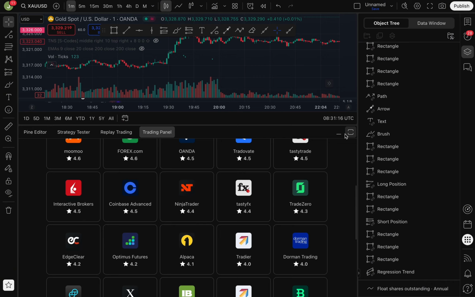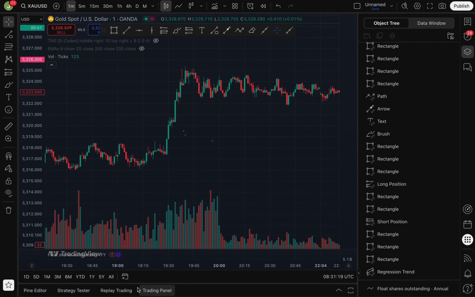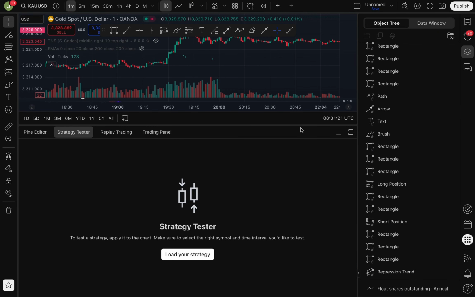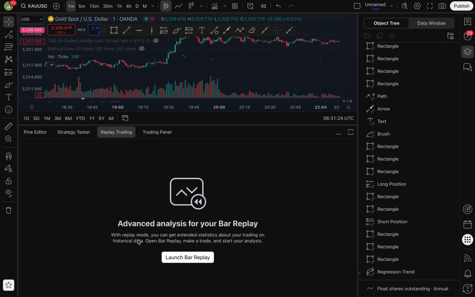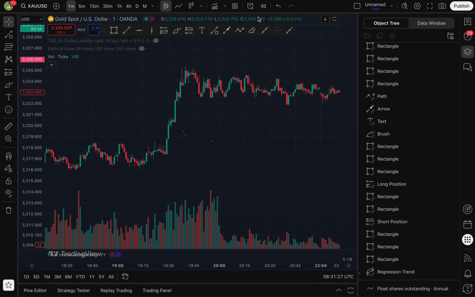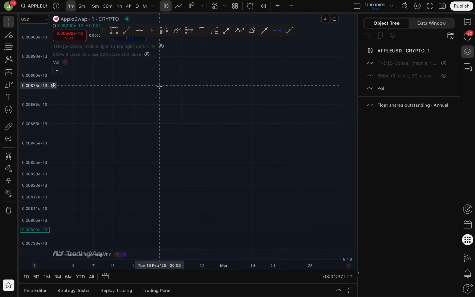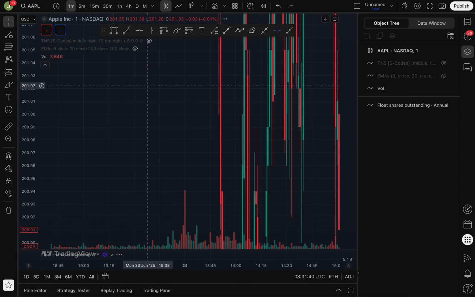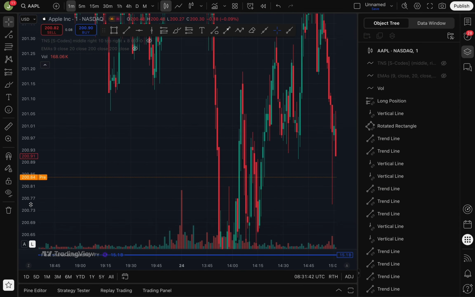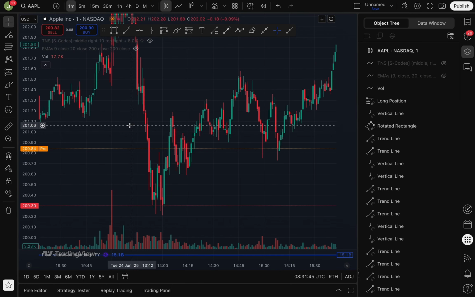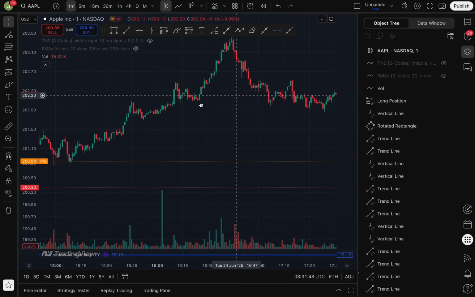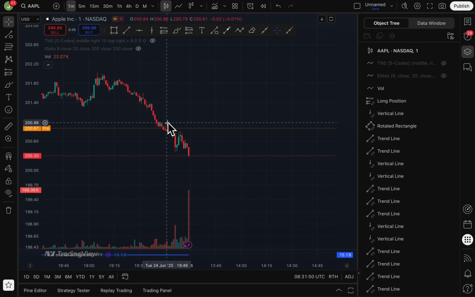Besides that, click everything. We even have a strategy tester, where you load your strategy. We have replay trading. Some of these you have to pay for, and you'll see. But experiment. Start finding different stocks. Let's say Apple. That was the wrong one. Let's just say AAPL, that's the ticker symbol for Apple. And look at all this. This is the stock for Apple. Just experiment. See what's going on. See what you can do.